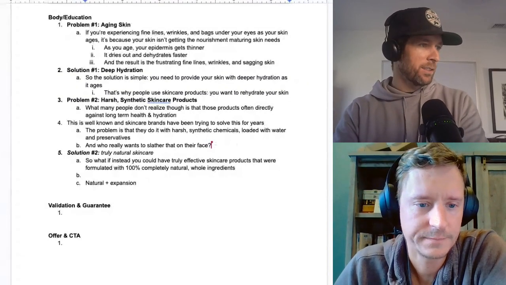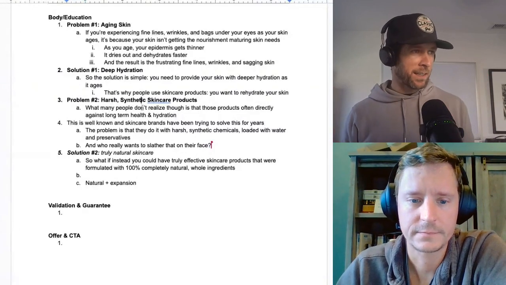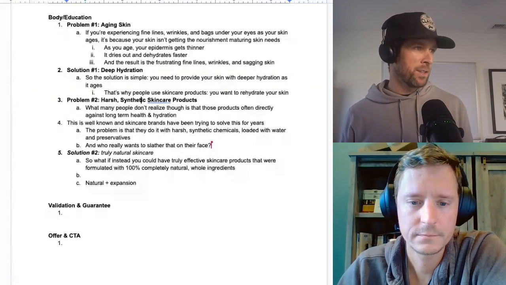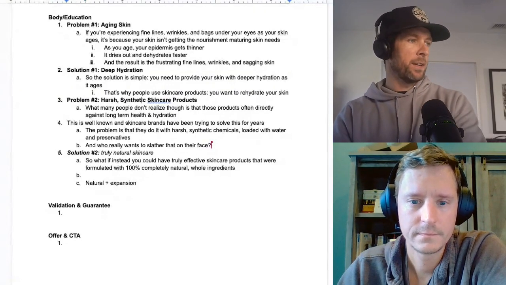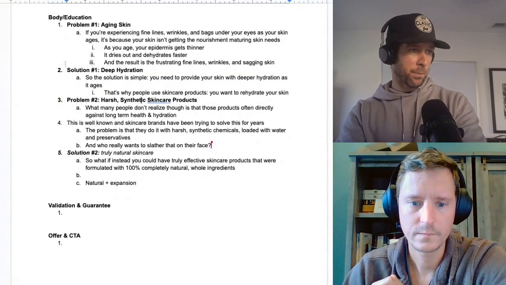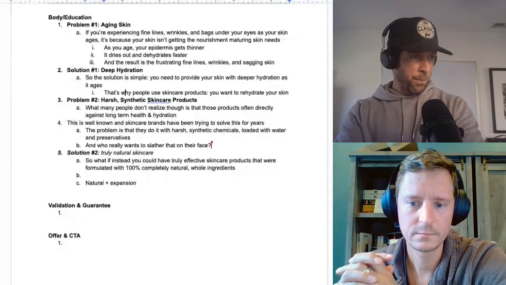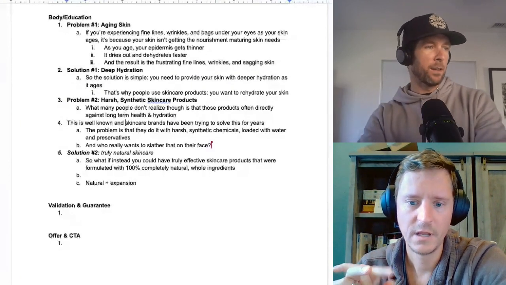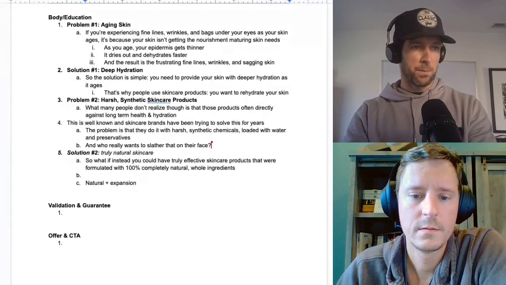Yep. Okay, so let's just follow this line through. So aging skin: you've experienced fine lines, wrinkles, bags under your eyes as your skin ages. It's because your skin isn't getting the nourishment it needs. The primary issue there is dehydration. We introduce a solution, which is deep hydration. And then we say that's why people use skincare products. You want to rehydrate your skin. Except what many people don't realize is that those products often work directly against long-term skin health.